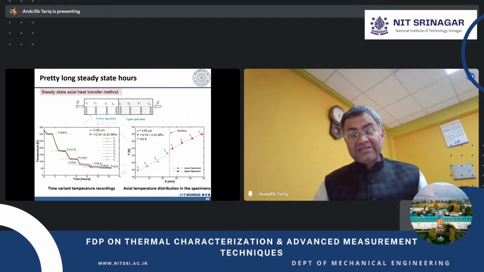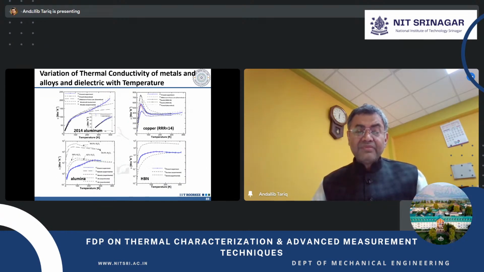Just to get one single step ready, we need to run the experiment for 10 to 12 hours. And we did it with the steady state technique approach, and we have taken different materials with the actual experimental data of the thermal conductivity, and we have recommended some correlation for different materials.